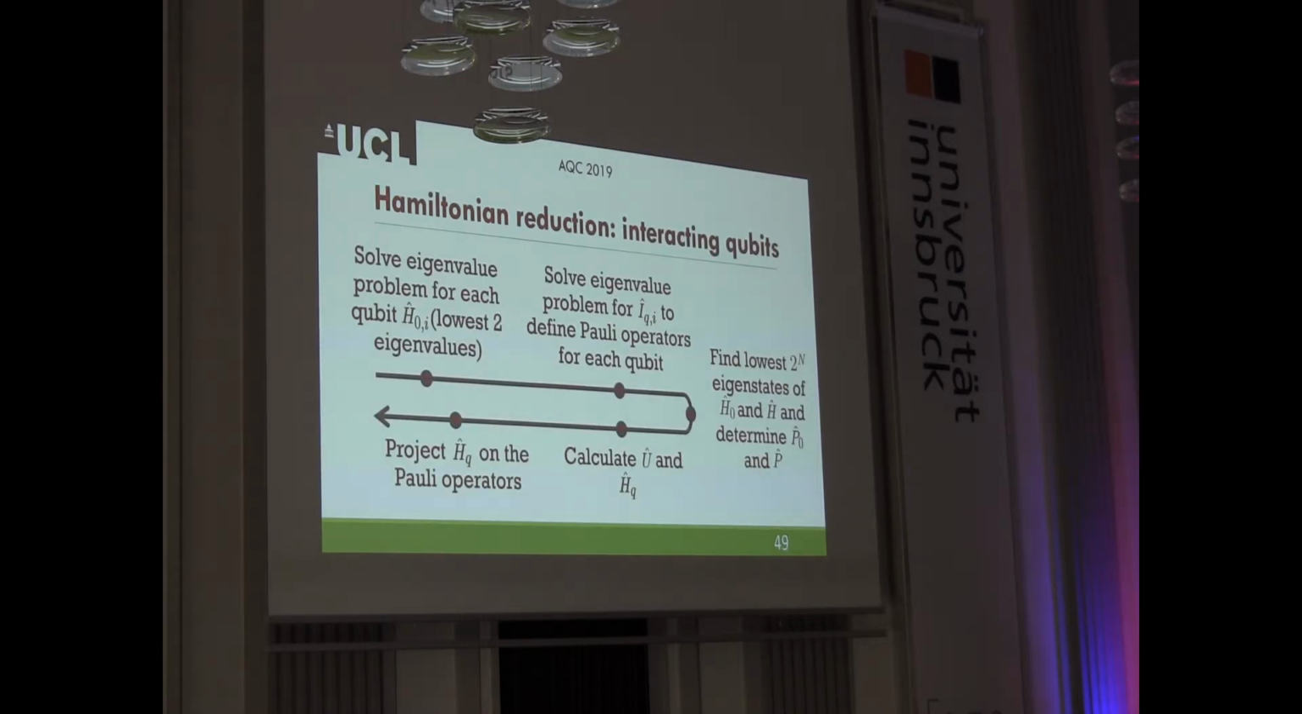So, a brief recap. In this case, we solve the eigenvalue problem for the independent qubit and coupler Hamiltonians. Then we use the current operators associated with the qubit loops to find the Pauli operators. Then we find the lowest 2 to the n eigenstates, for n qubits, of both H0 and H to determine P0 and P, which allow us to calculate the Schrieffer-Wolff transformation U, and then the qubit Hamiltonian. And finally, we can find the coefficients of the Pauli operators there.